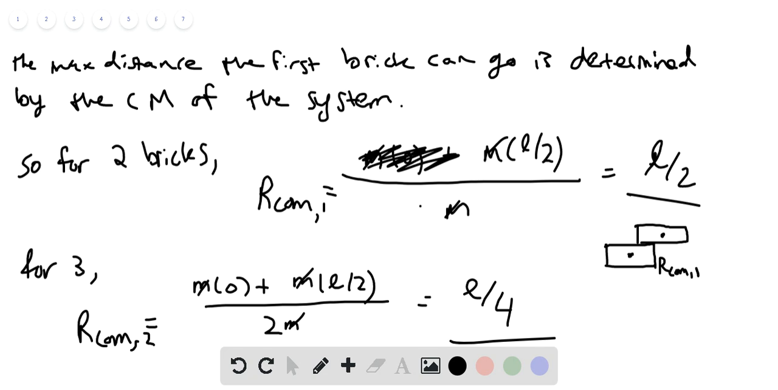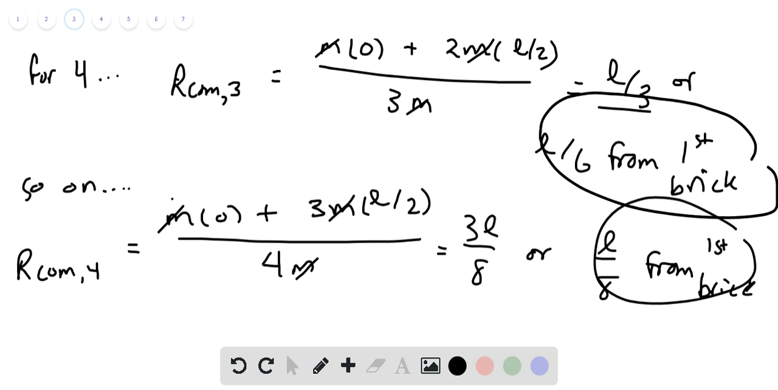So for 3 bricks, like I said before, it's always like you're dealing with 1 less brick than what you're actually saying. So for 3 bricks, we're really doing 2, right? So RCOM2 says m times 0 plus m times L over 2 again, same thing. But now the total mass is going to be 2, because although the position of that top brick is the same, more bricks have been added. So now we're dealing with those 2, and when you divide this, you get L over 4. And so this goes on the same way.